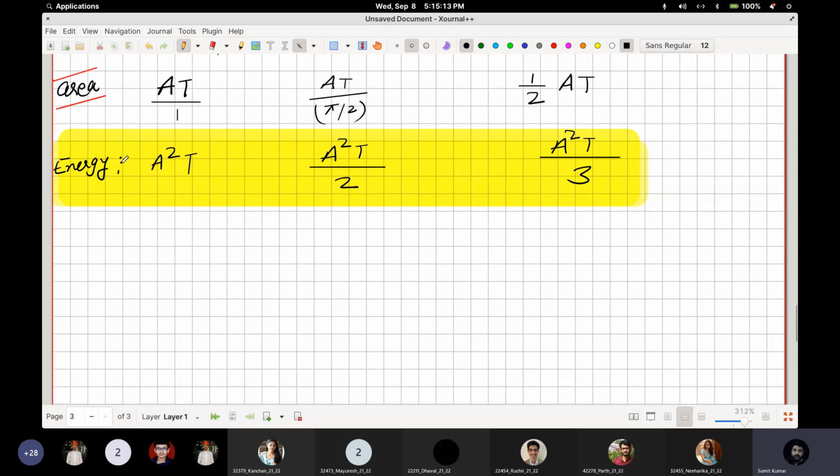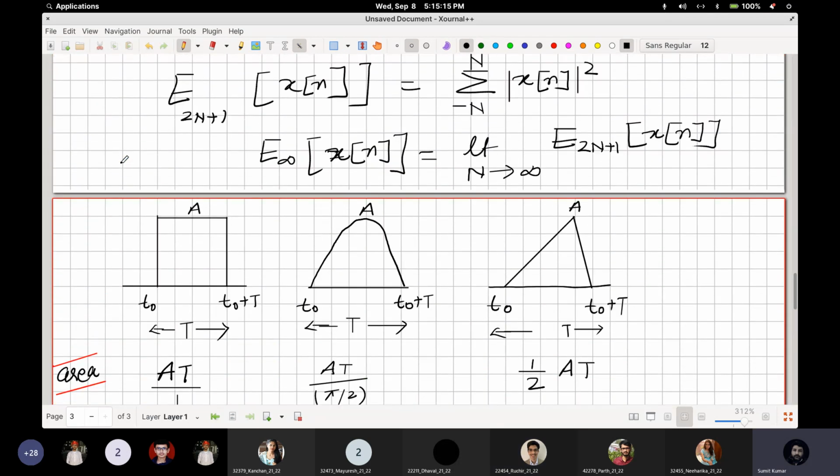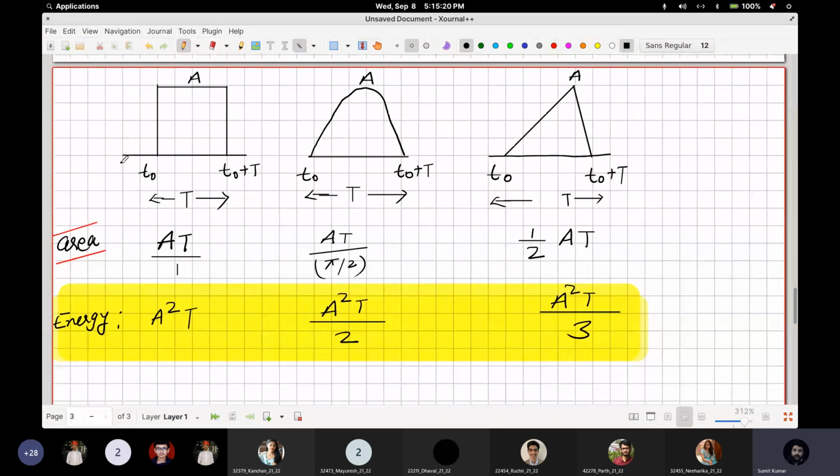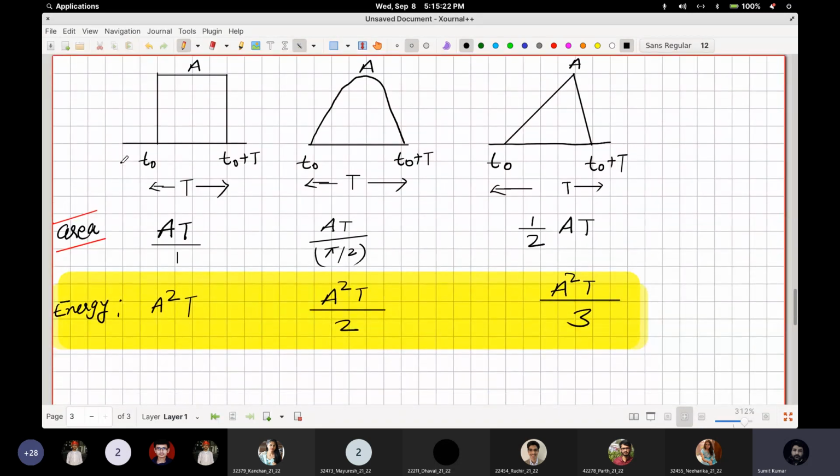So this is the energy of these three pulses, and most of the signals that you will see in your life, in signals and systems or in electrical engineering, are made of these three pulses only. Most of the signals that you will see are related to these three pulses. So if you have remembered these formulas, you will easily be able to compute their energy and power.